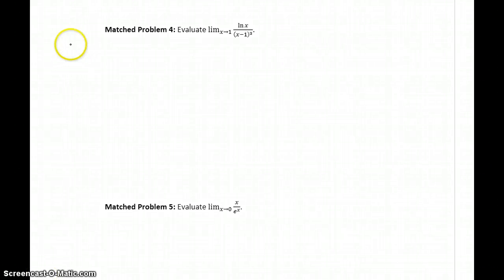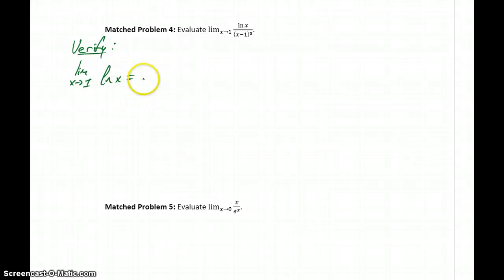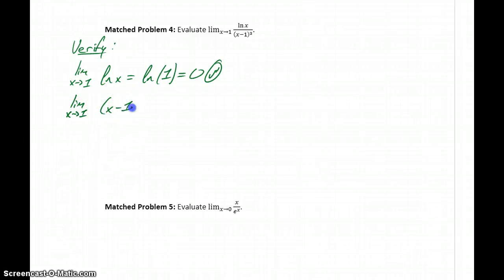Again, here we'll start off by verifying the conditions, or verifying the assumptions, for L'Hopital's rule to make sure we can apply that technique to this problem. So we'll take the limit as x approaches 1 of the natural log of x, which will give us the natural log of 1, which is equal to 0. So the first function, the numerator, meets that condition. Then we take the limit as x approaches 1 of (x minus 1) cubed, which will give us (1 minus 1) cubed, or 0. So again, the conditions are met.